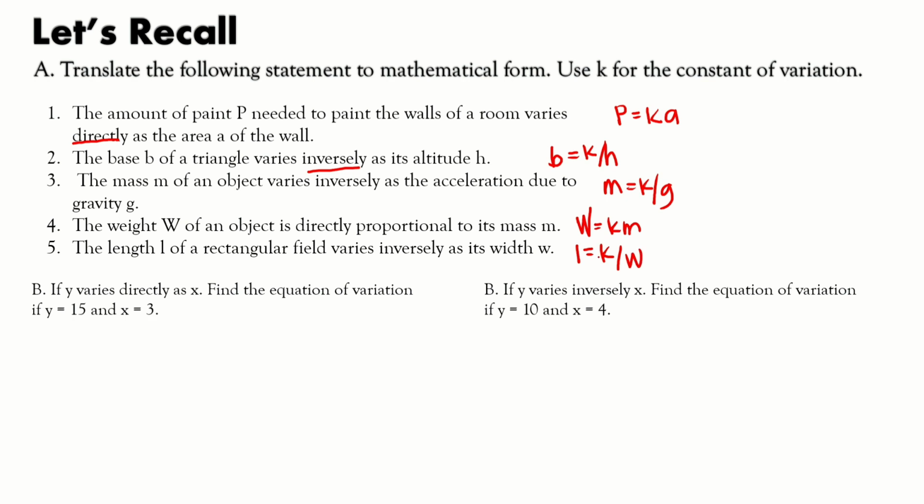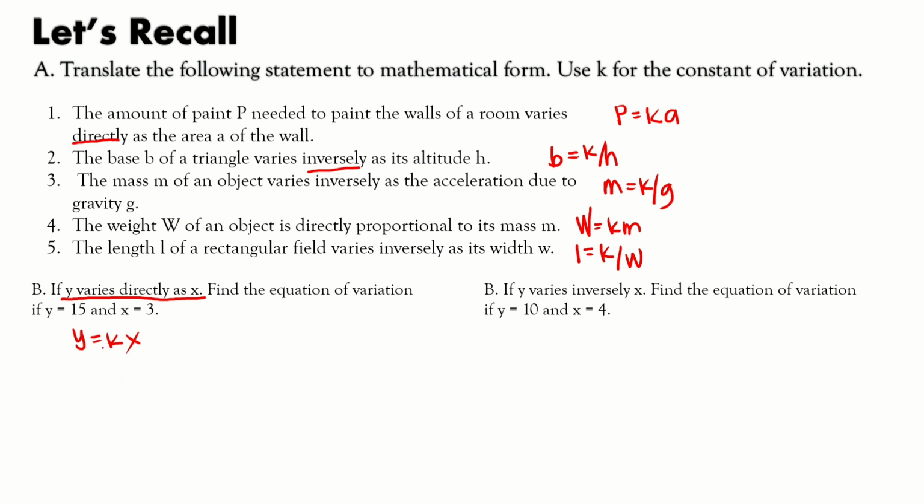Now let's move on with letter B. If y varies directly as x, find the equation of variation if y is equal to 15 and x is equal to 3. First, we're going to find the correct equation. It states here that y varies directly as x, which means the equation is y is equal to kx.